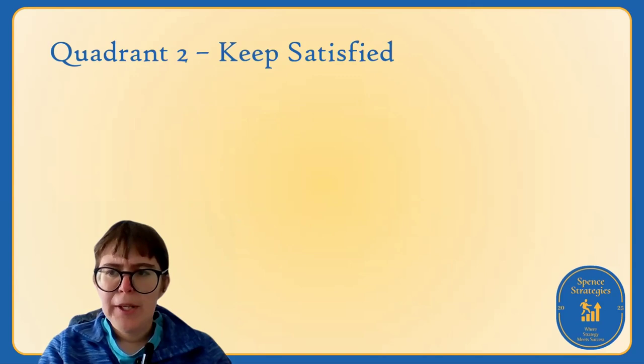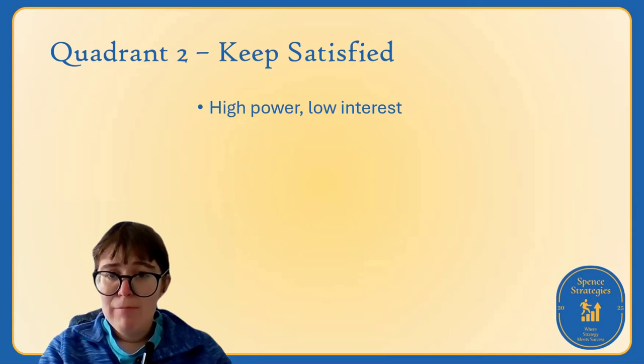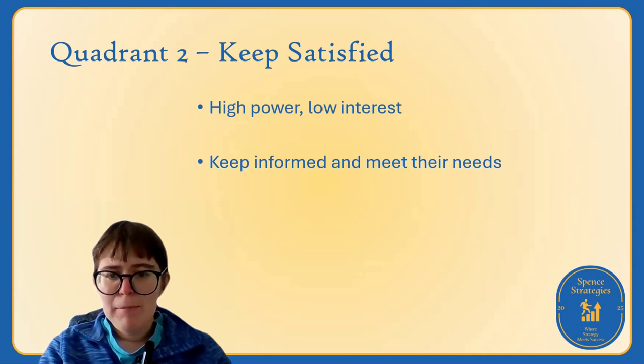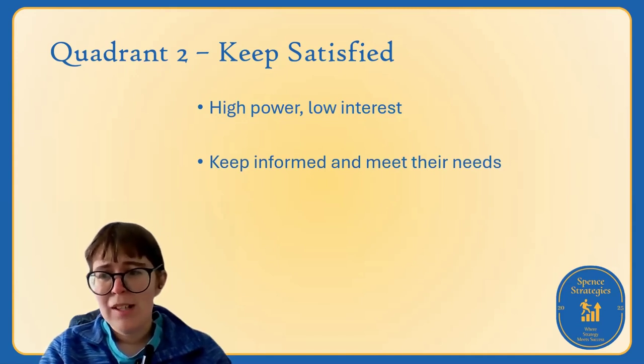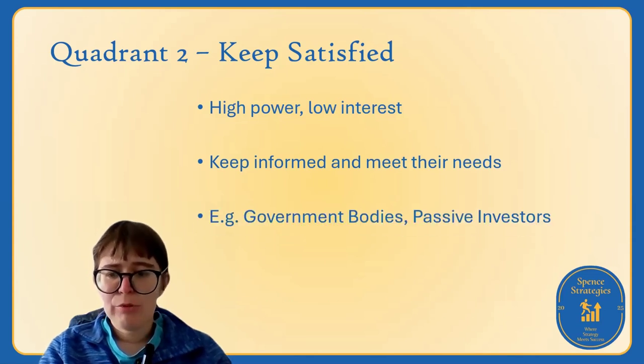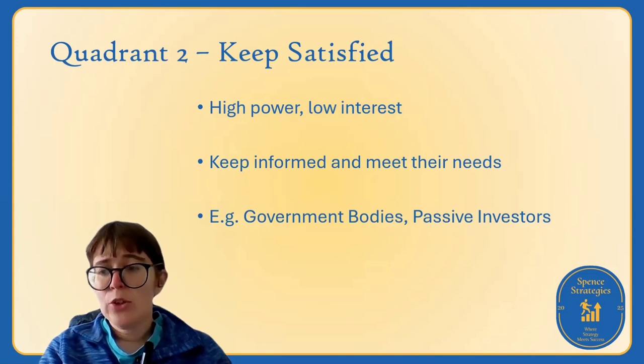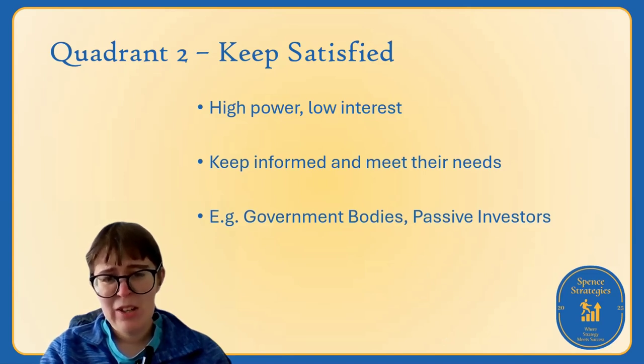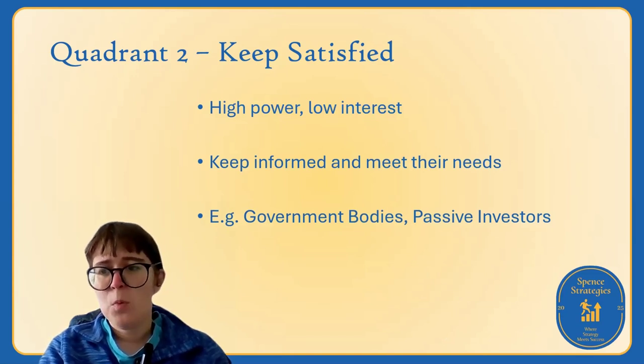In quadrant two, after our key players, we have our keep satisfied. So these are people with high power and they also have low interest. So for them to be satisfied, we just need to keep them informed, let them know what's going on, but we also need to meet their needs as well. So, for example, we have our government bodies and also passive investors. A passive investor is just somebody who's going to invest a little bit into the company at a time. They're not a major shareholder, but we do appreciate their monetary input to the point that we would like to keep them informed with what it is that we need to do.